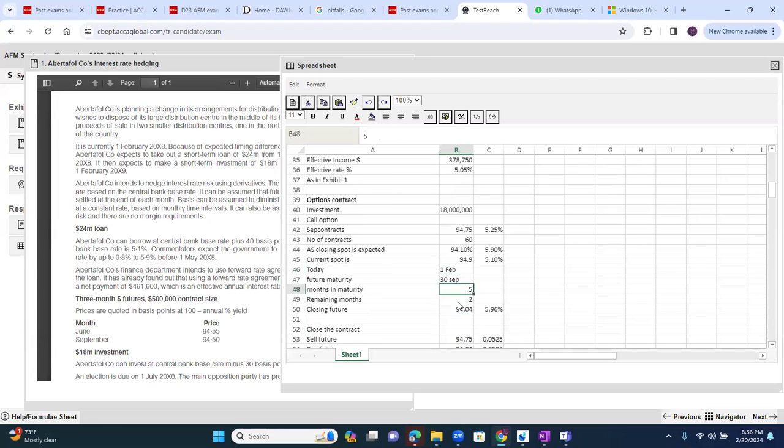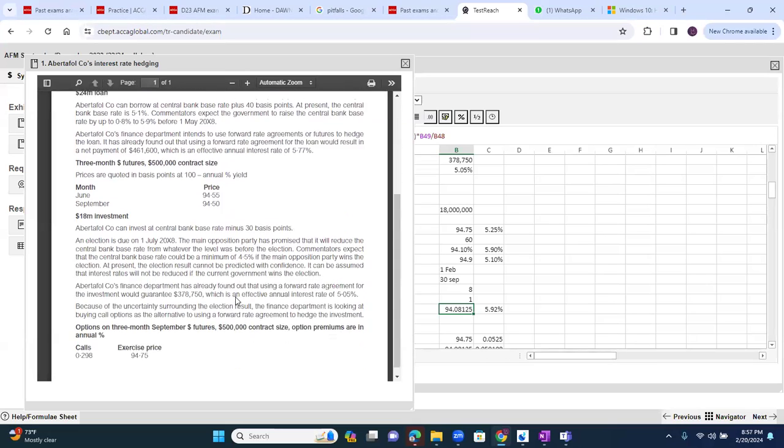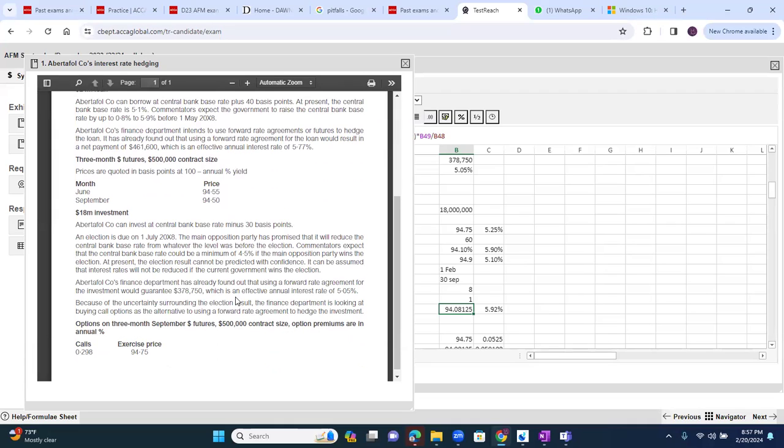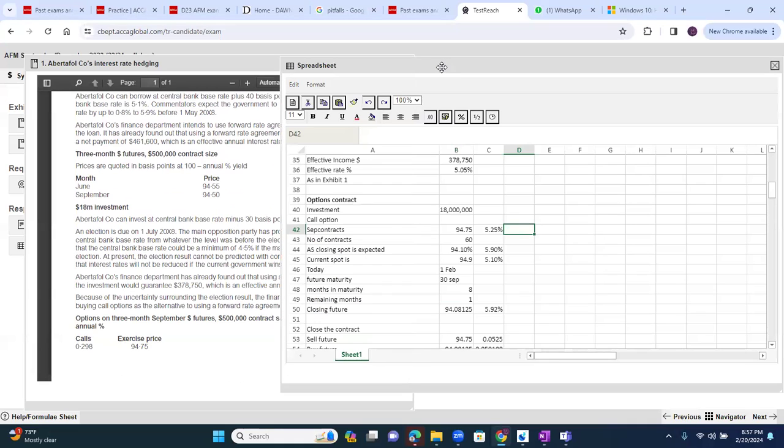So how many months are there? Count: Feb, March, April, May, June, July, August, September. 8 months. Remaining months 1. Am I correct? Please check, everyone. Eight months.